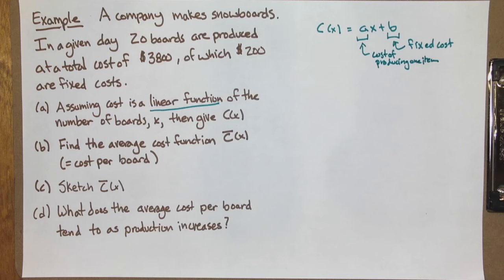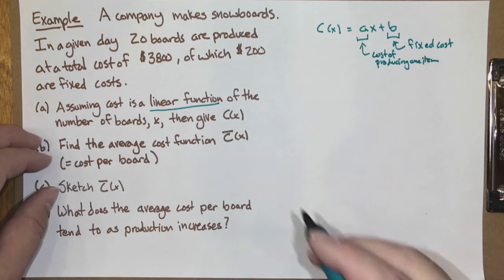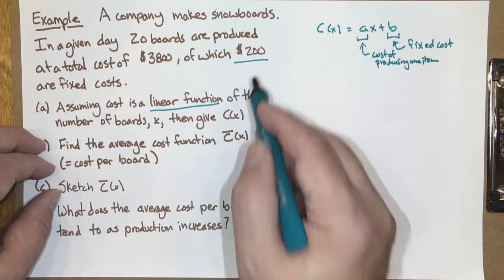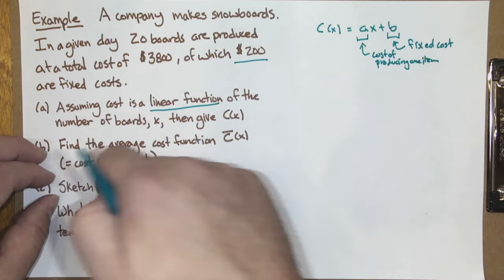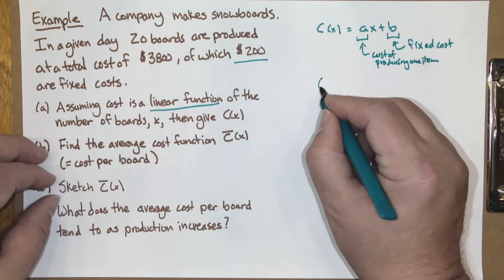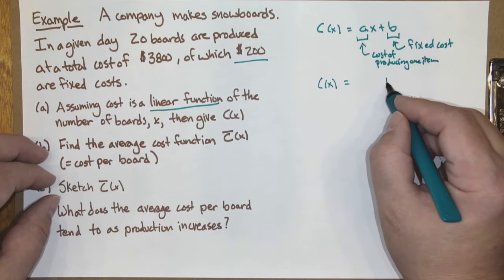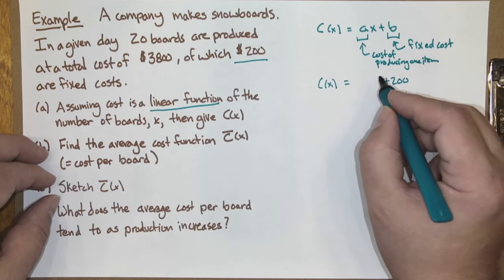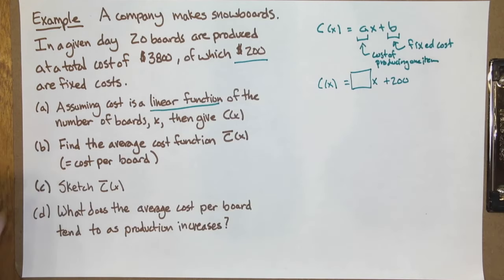So let's think about our situation. Do we know what our fixed costs are? Yes. And the clue is, they told us. They said $200 are fixed cost. So that's cool. So we know it ends in a plus 200. Now the question is, how do we figure out that coefficient? How do we figure out what goes in the box?